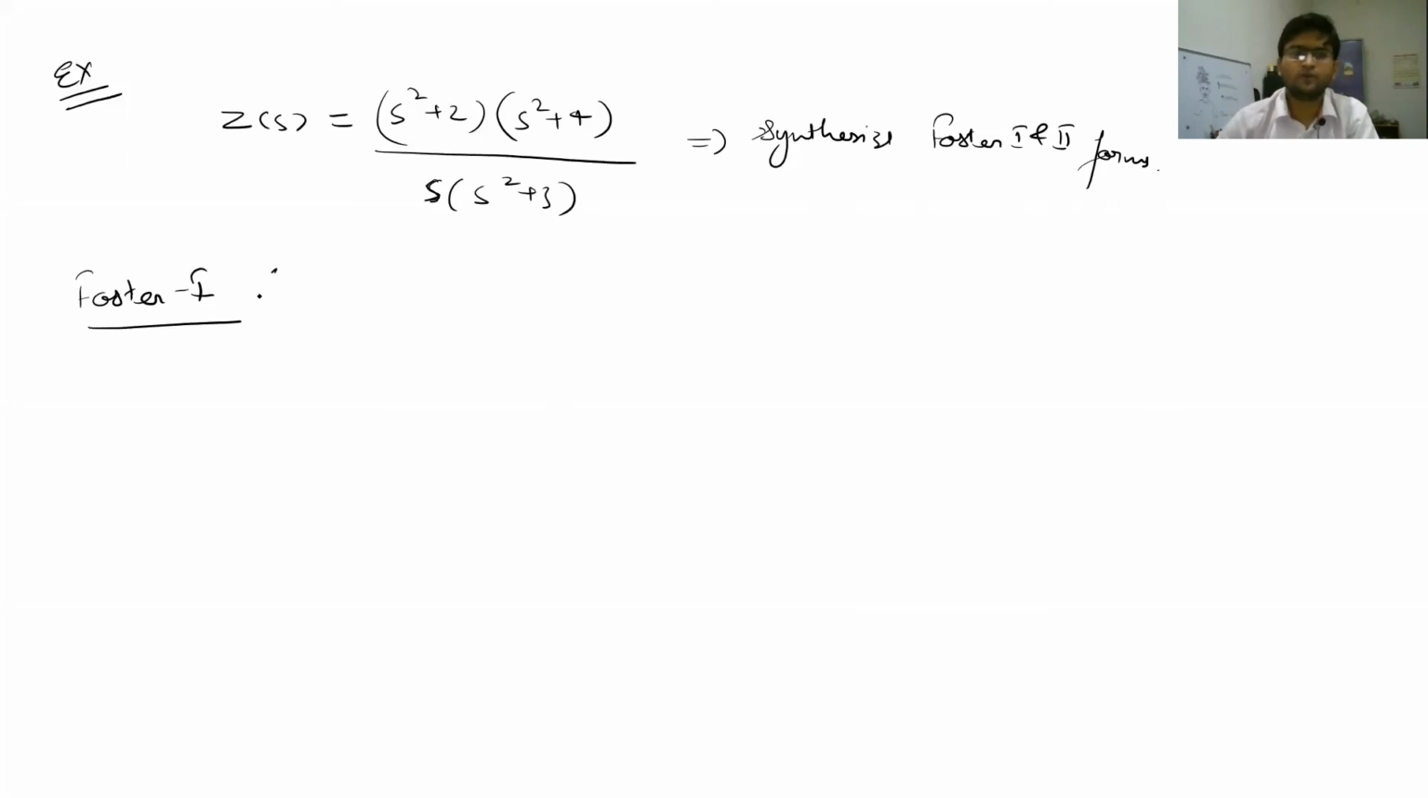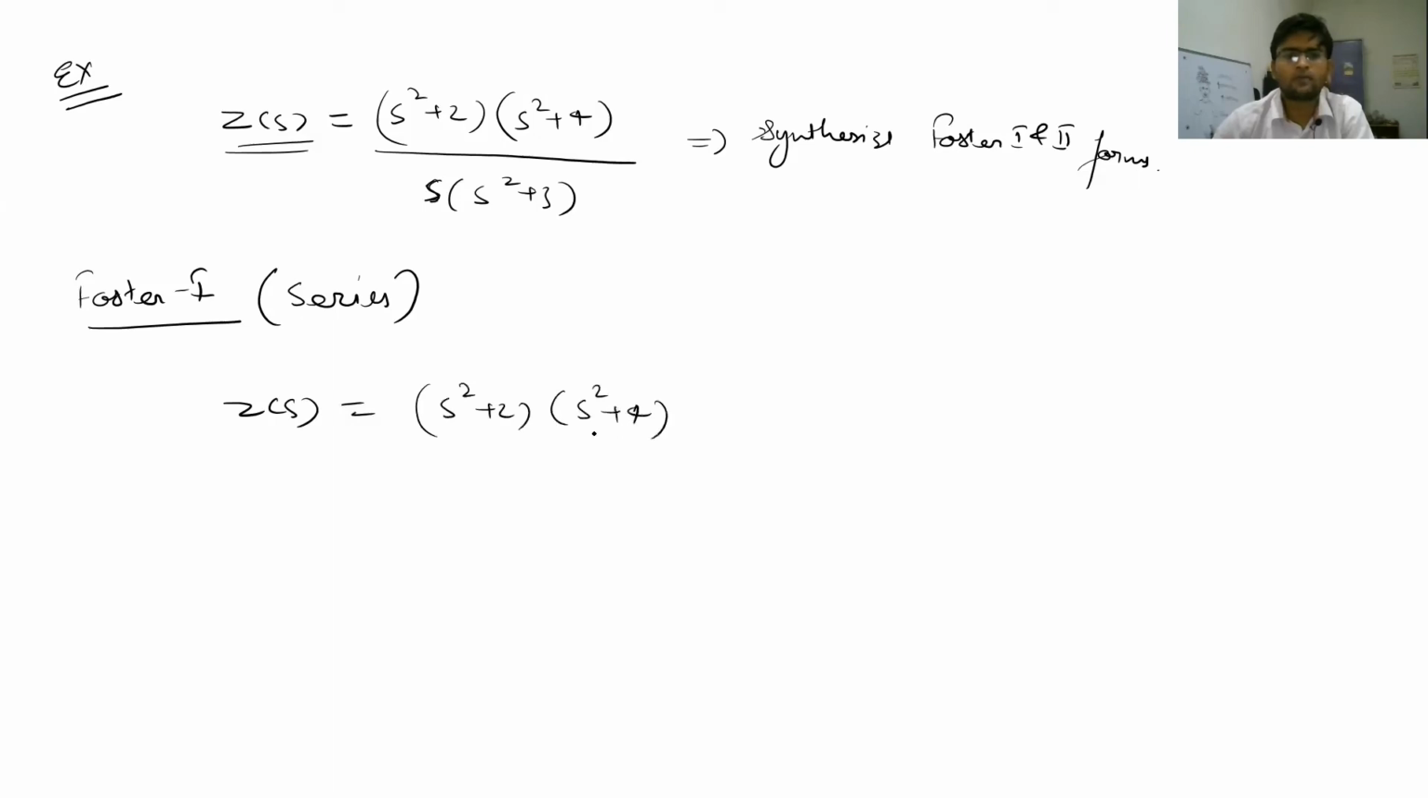In the Foster 1 form, which is going to be a series form, we are definitely going to go with the ZS function. So you don't have to worry about the previous standard function that you saw. All you have to do is a partial fraction. For any function you get in the question, all you have to do is partial fraction to synthesize it into a network. So ZS is (s square plus 2) into (s square plus 4) divided by s into (s square plus 3).